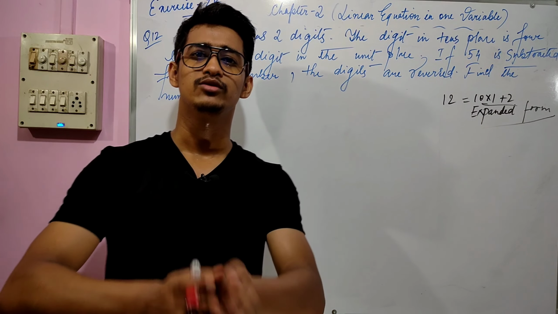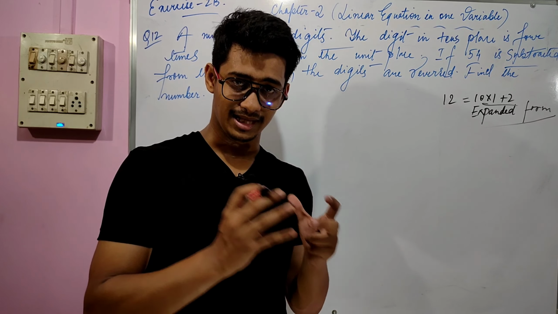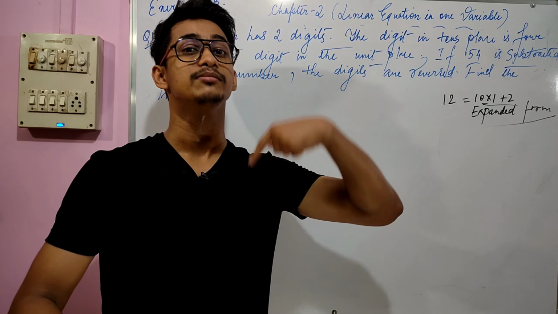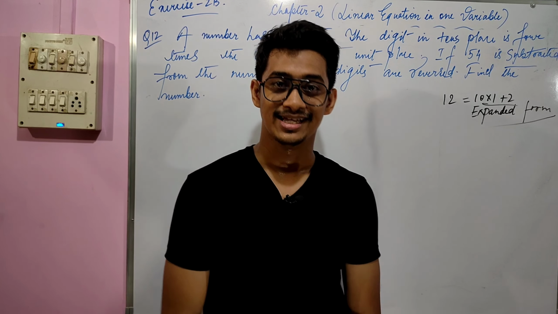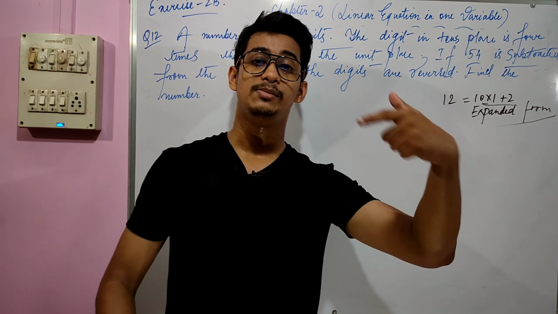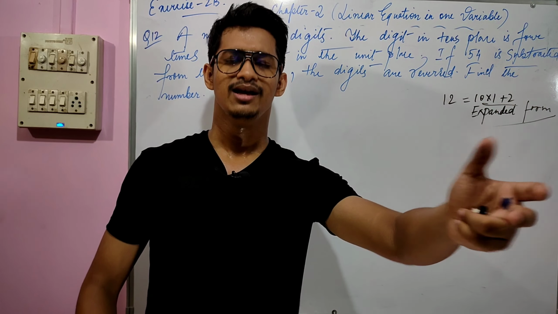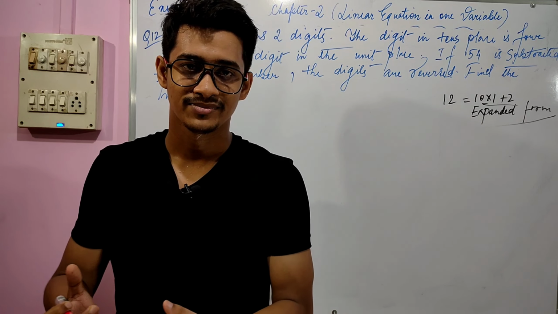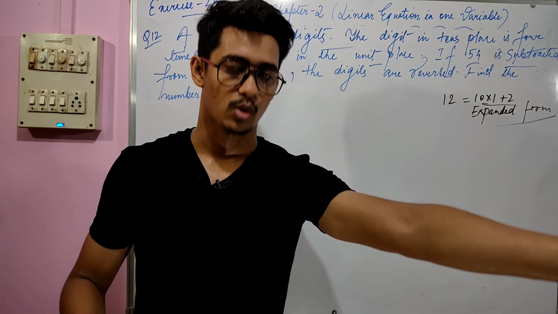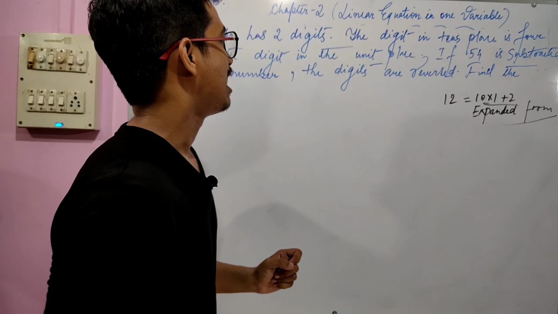As I have told you in the last question, the thing which is being compared to some other quantity, that other quantity will be our x. Let's forget about numbers. Let's say some quantity is being compared with some other quantity. So that other quantity will be our x.